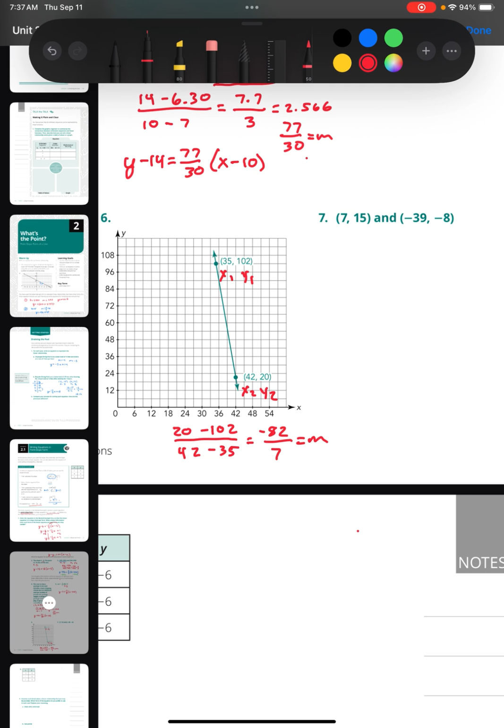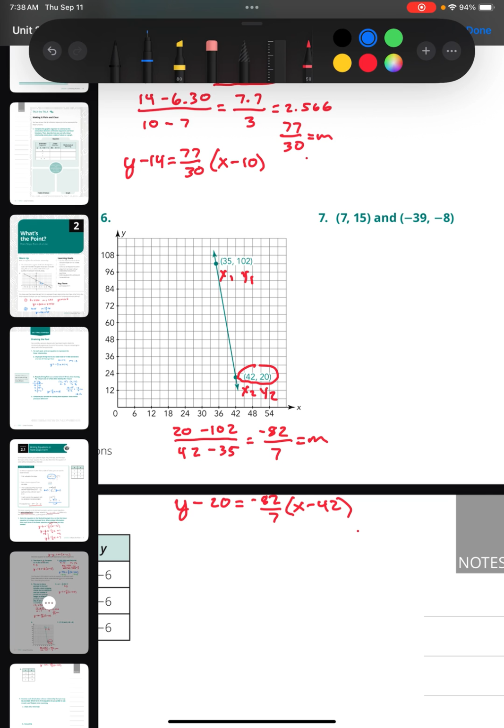So we can take that slope, again, choose any point. I'm going to choose the point that is the (42, 20), and we can write it in point slope form. So it would be y minus 20 equals negative 82 over 7, and then x minus 42.